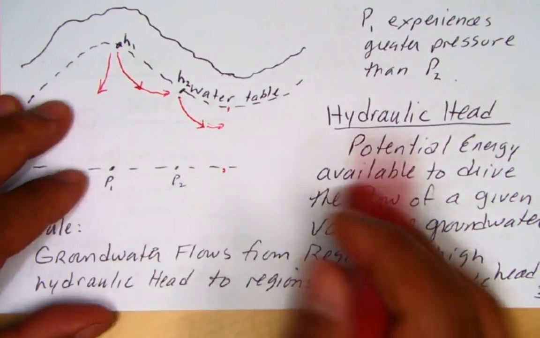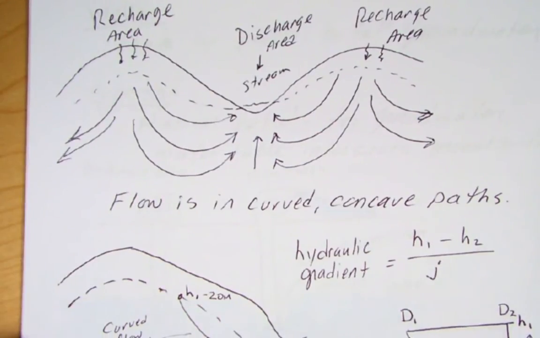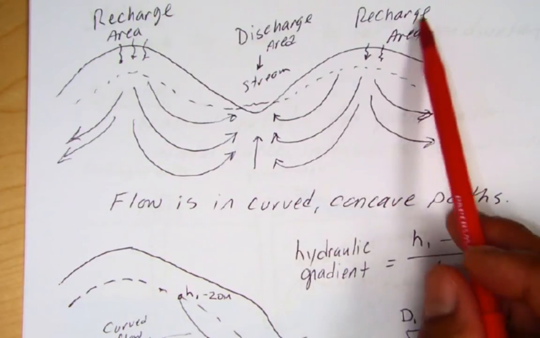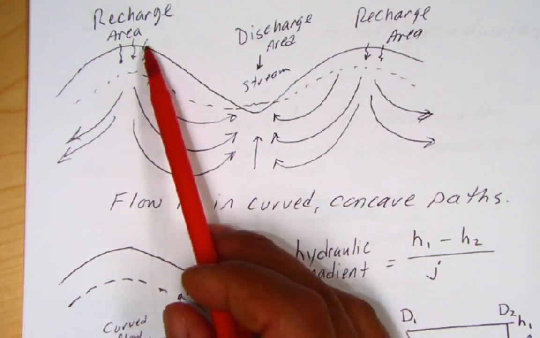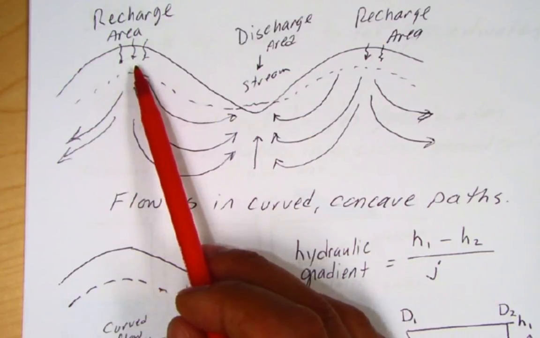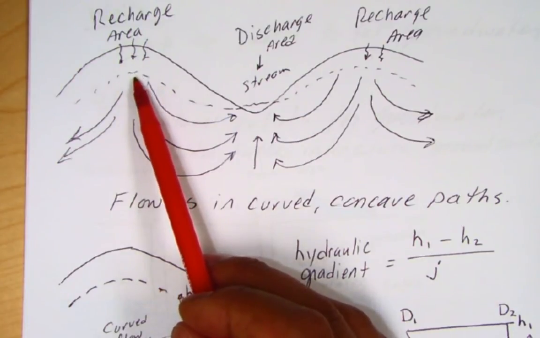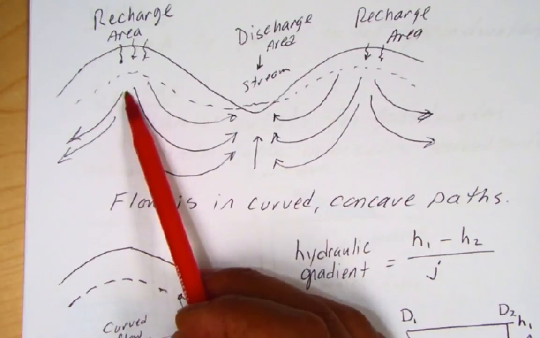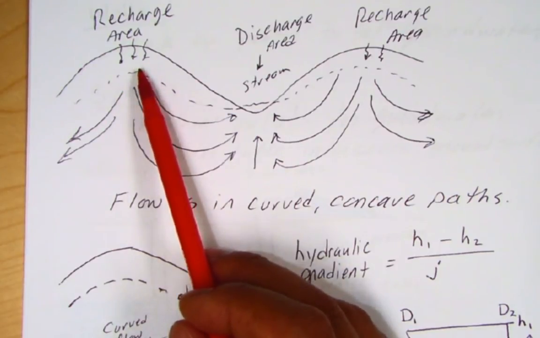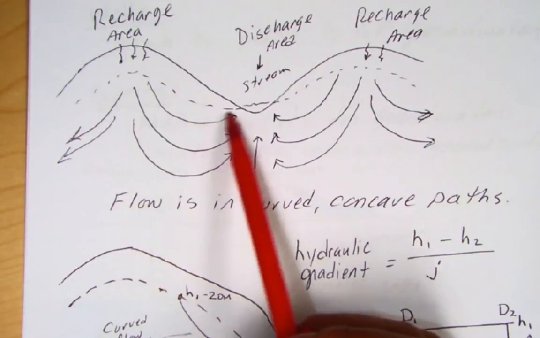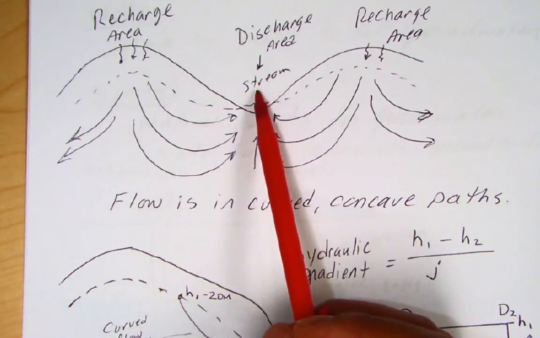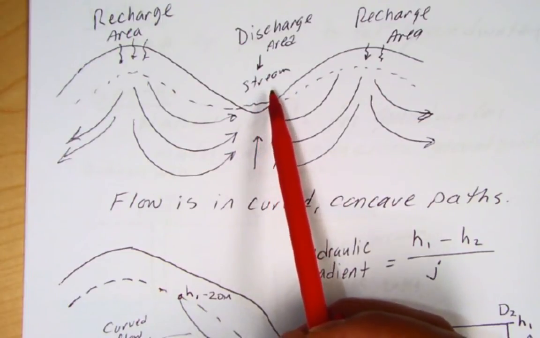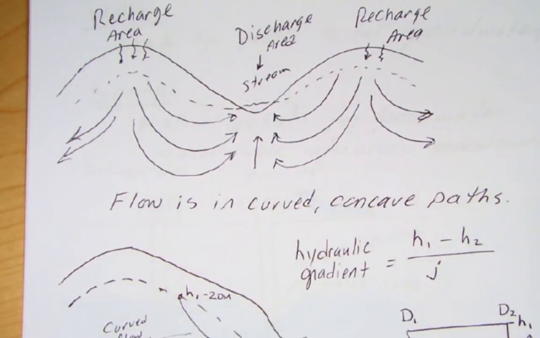It's going to be in these curved lines. This diagram again, I'm showing the curved line. So flow is in curved concave paths, and the recharge areas are areas where water is infiltrating, percolating down, and feeding water to the saturated zone. It's going through that vadose or unsaturated zone. And then the discharge area is where the water is seeping out, right? So a natural discharge would be like a stream or a spring, or we could discharge water with a well, by pumping it out.